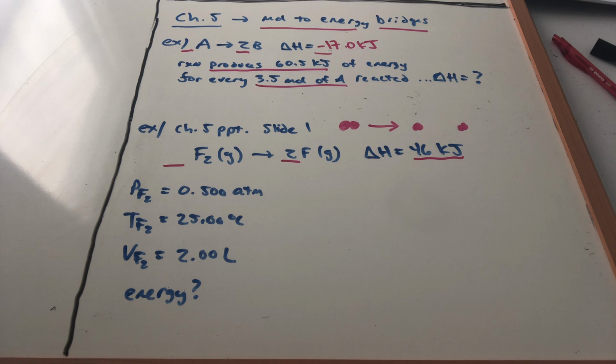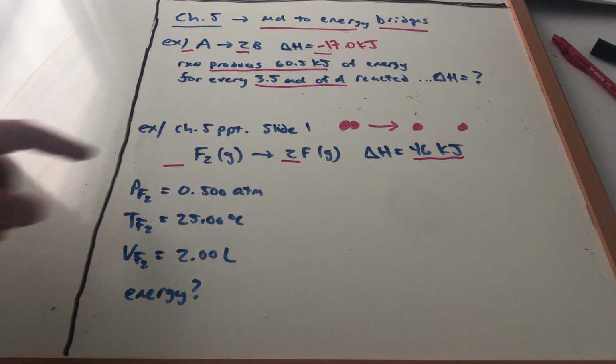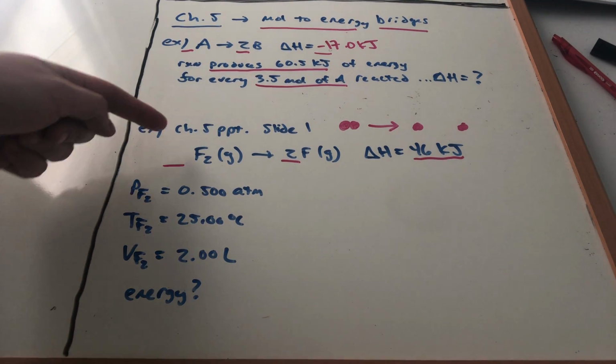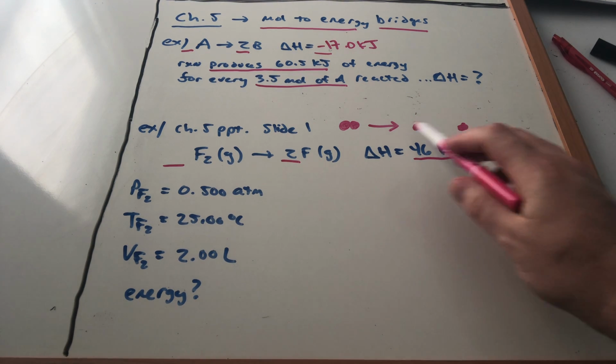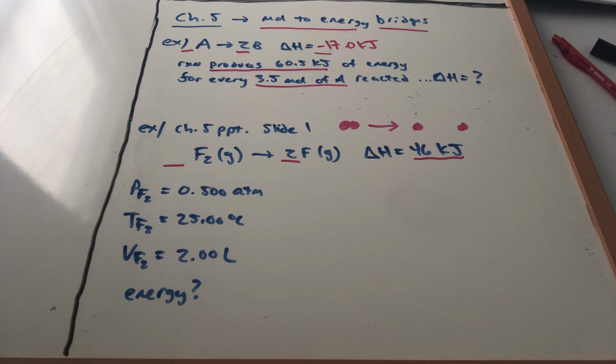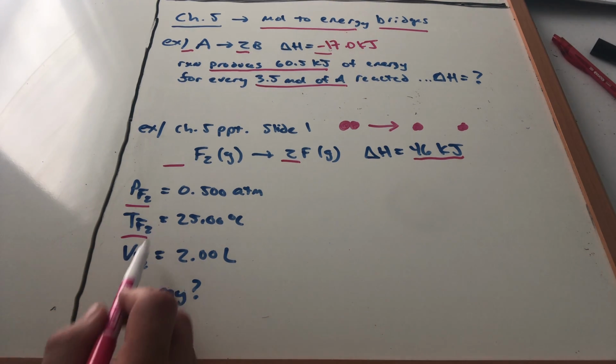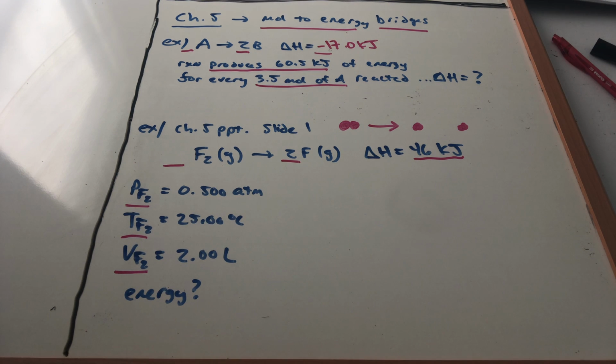Then what the problem does is it gives us a bunch of information about F2, okay? And it says, hey, we're going to analyze a specific sample of F2, and we want to know how much energy it takes to completely convert it over to a bunch of just F atoms floating by themselves. Now, the information that they give is P, T, and V info because F2 is a gas.